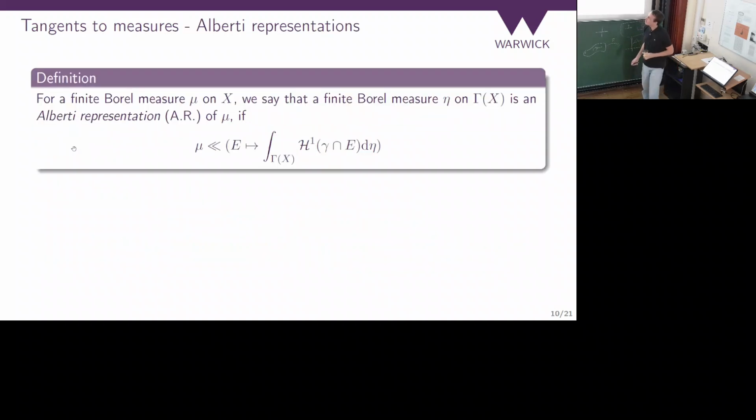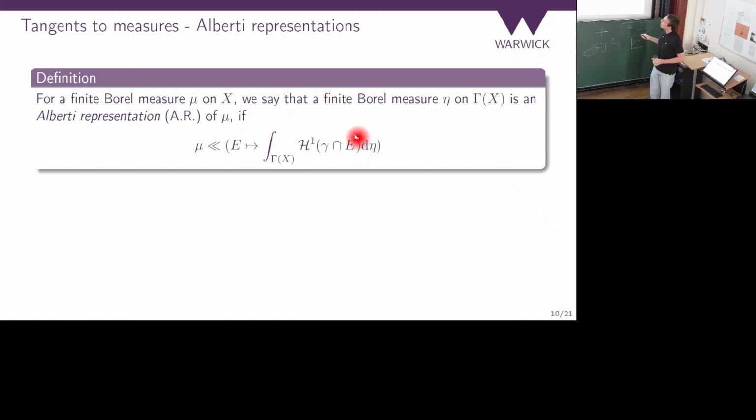So the way this is done for a measure is we start with the definition of an Alberti representation. So if we have a finite Borel measure mu on a space X, we say that a finite Borel measure here on this space of fragments, right? So there is a metric here, so I can talk about Borel measures. This is called an Alberti representation of mu if I have this expression. So let's unpack it. Here I have some absolute continuity. You can just think of equality here if you get confused by absolute continuity. It's just for technical reasons.